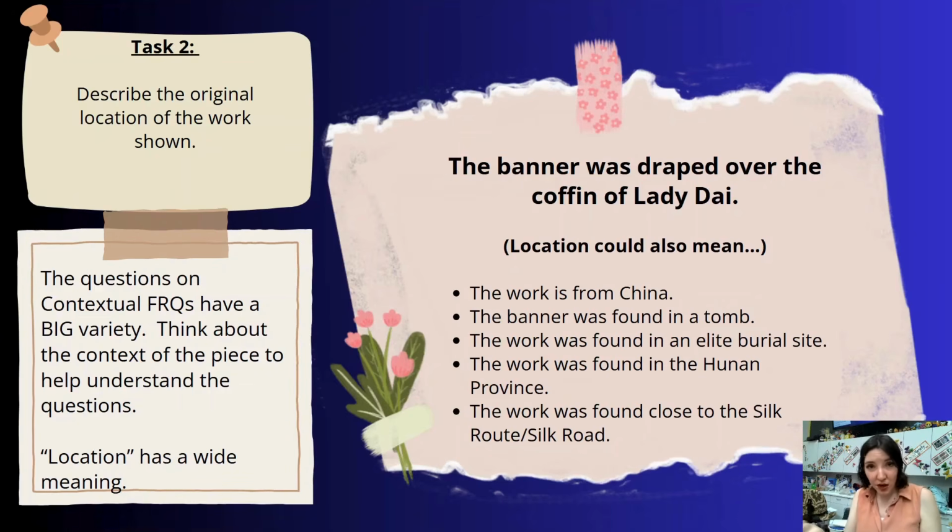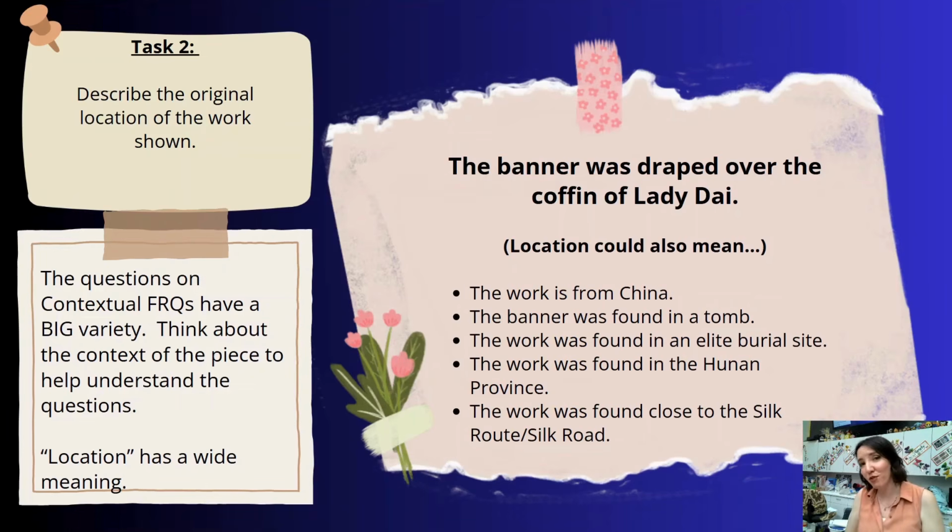Location is kind of a weird term. I'm not a huge fan of how they used it, but they left it super wide and open. So location could mean tons of different things. What I went with was that the banner was draped over the coffin of Lady Di, because to me, the location was where it was located when it was placed. So I kind of filled in a blank there.